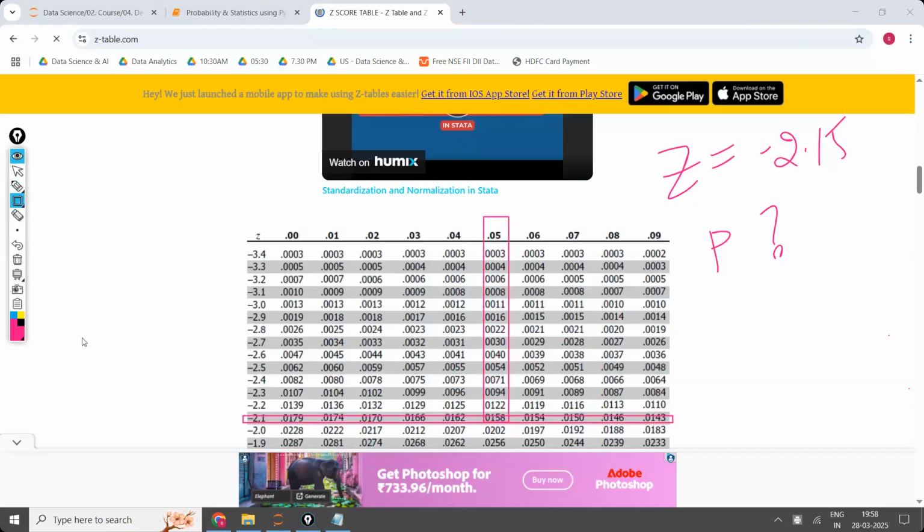0.158. This is the value, right? Everyone is okay? 0.0158. Now let us cross check in the Python. As per the Python, what is the value it is going to give? Let's cross check in the Python.